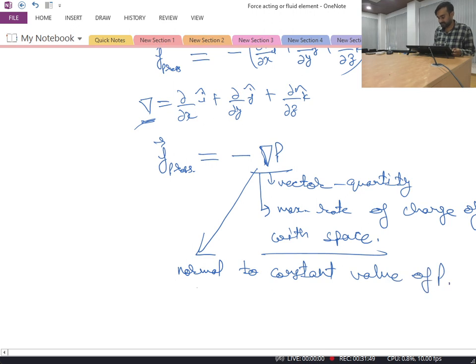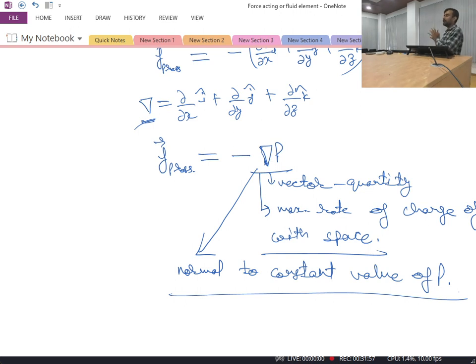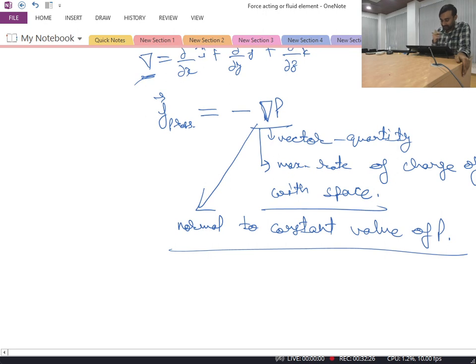Because we are talking about a scalar P, that's why I have written P. But if I talk about any general scalar phi and calculate the gradient of scalar phi, that will be a vector quantity, and that vector always acts normal to the plane having a constant value of phi. So this gradient of P vector will act in a direction normal to constant value of P, or normal to some fixed known value of P. Now let's try to extend this.